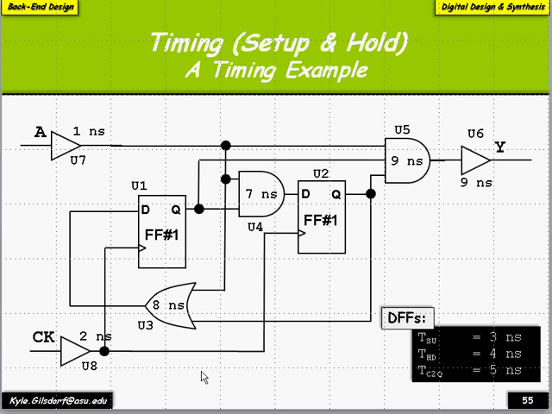So let's look at another, more complex example, and let's see how we can improve upon it. We have a simple 2 flip-flop scenario here with some inputs and outputs, and each of our flip-flops has a setup time of 3 nanoseconds, a hold time of 4 nanoseconds, and a clock to Q of 5.